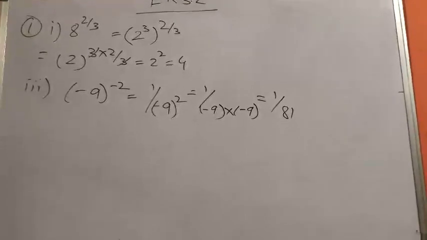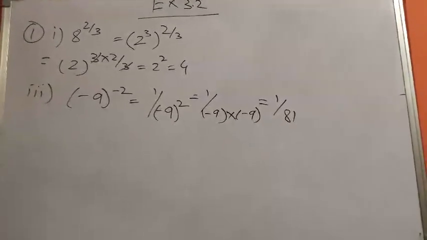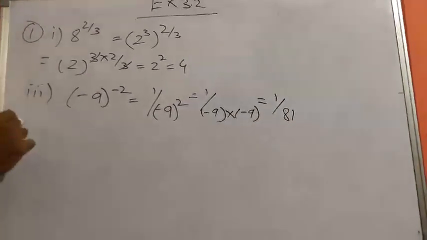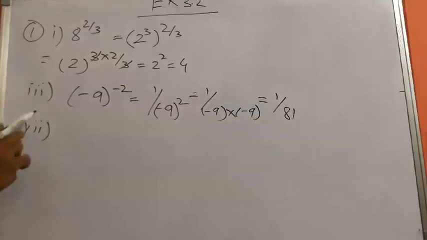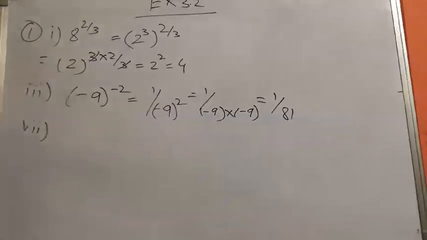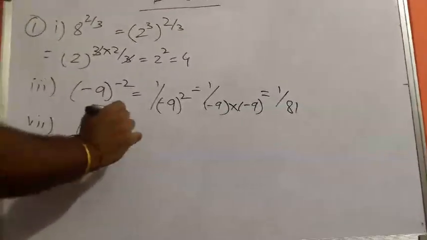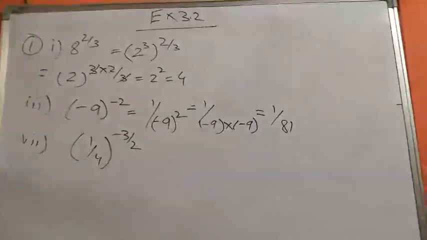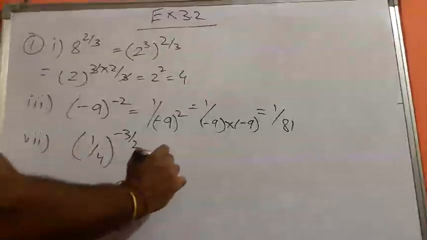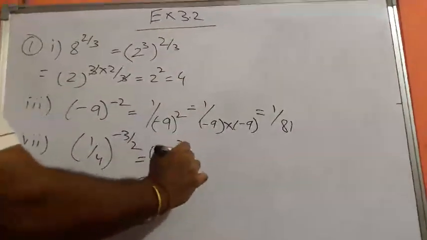Now similarly we can do any question. Say for example question 7: 1 by 4 to the power minus 3 by 2. Changing into a positive exponent, we can write it as 4 to the power 3 by 2.